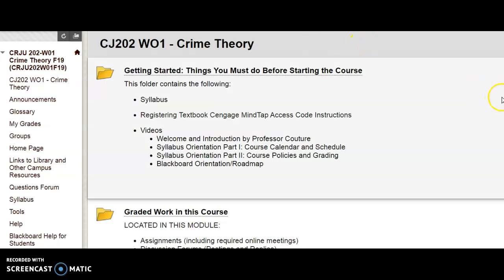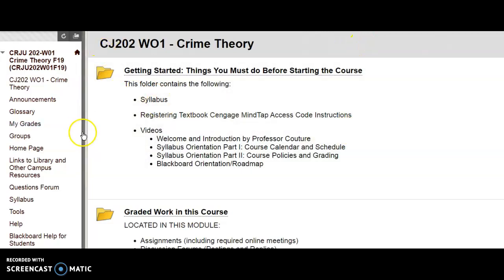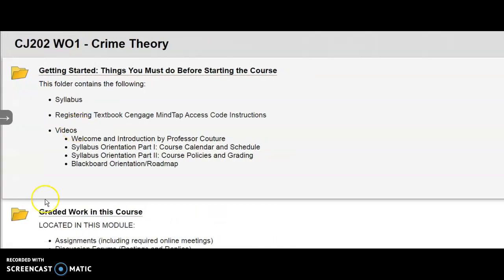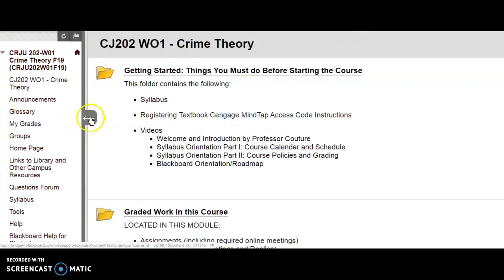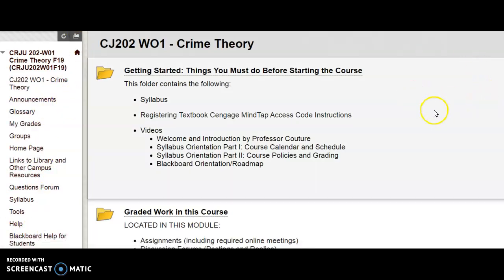When you go to Blackboard, I believe this is what you are seeing. You may, when you open Blackboard, see this instead. If that's the case, and you do not see the left-hand, what we call the course menu, just click on the button and it will open up. So your full view looks like this.